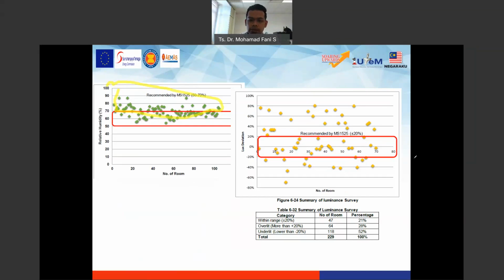Also for the lux level, the deviation here, when we compare the measurement over the standard, we get the deviation. So the recommendation by MS 1525 is plus or minus 30% from the standard. So here there's overlit, or underlit, or overlit. This one is underlit, or overlit here.